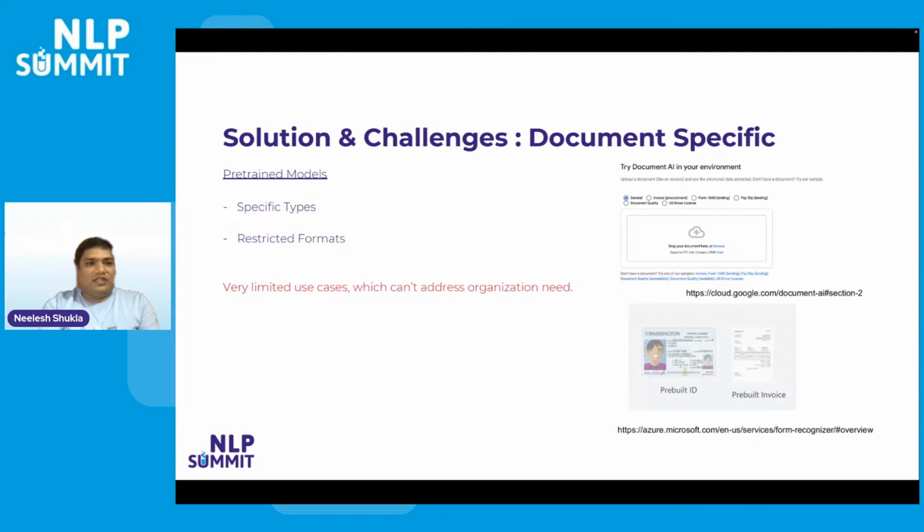In document-specific things, they usually work in two different ways. One is pre-trained models, for a set of documents which are very well structured, for example your ID documents, your driving licenses, your invoices. They are pre-built models, and you can directly use them. But the problem is that the use cases provided outside are very limited.